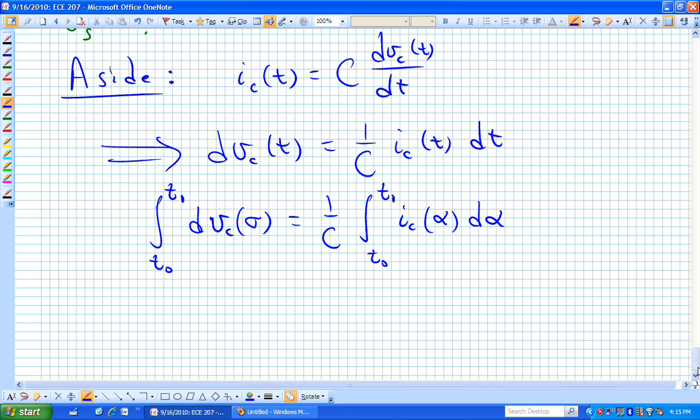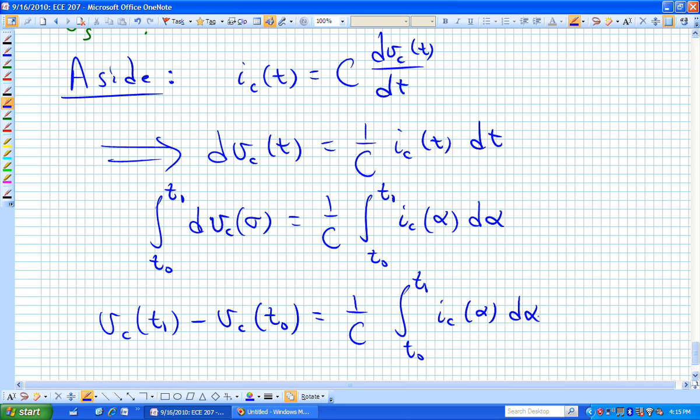What do we now know? Now the left-hand side is just the voltage on our capacitor at time t1 minus the voltage on that capacitor at time t0. And that's equal to this integral of our current, where current is what? Coulombs per second. So if we integrate that, we're just going to end up with charge. But let's just keep it in the integral form. We're going to be integrating from t0 to t1 of I sub c of alpha d alpha.